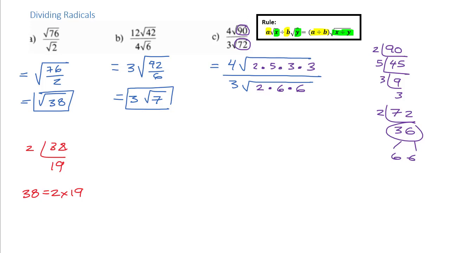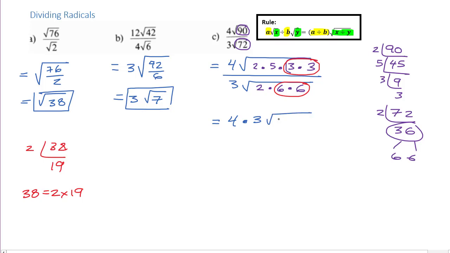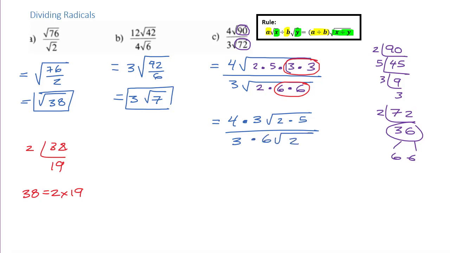Okay, so now we're going to use that pair system. We have a pair of 3s here and a pair of 6s. So we're going to simplify the radicals. So now I'm going to write this as 4 times 3 and leave the 2 and 5 underneath the radical symbol. And I'm going to leave the 2 underneath the bottom and take out a 6. 3 times 6 and leave the 2. And we get rid of the pairs.